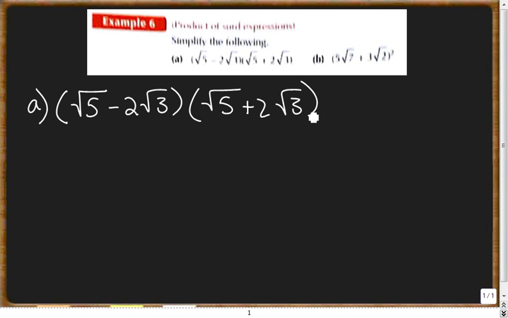If you remember from our last example, we talked about expanding these using the FOIL or box method. If you use the box, it's the same thing as FOIL. I'm going to use FOIL because that's what I like to do. So by foiling this, I should have square root of 5 times square root of 5 makes 5. Square root of 5 times 2 times the square root of 3 makes a positive 2 times the square root of 15.